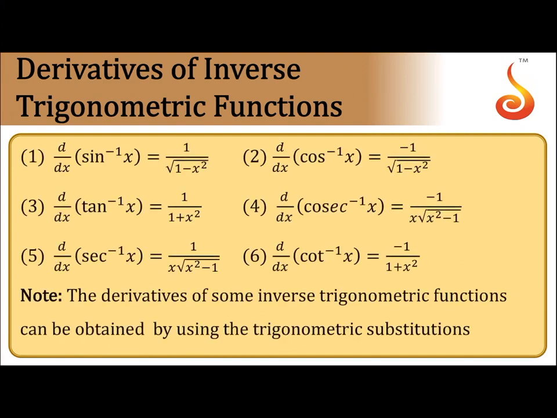Derivative of inverse trigonometric functions. Of course, these are the standard derivative formulae. Sine inverse x and cos inverse x differ by a minus sign. Sin inverse x is 1 by root of 1 minus x square, tan inverse x is 1 by 1 plus x square. Cot inverse x and tan inverse x differ by a minus sign. Secant inverse x and cosecant inverse x differ by a minus sign.